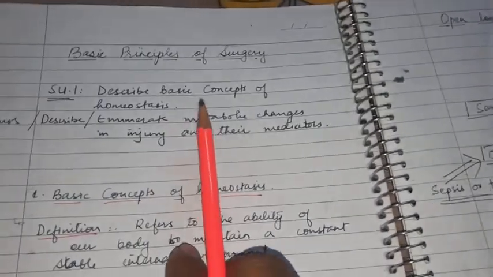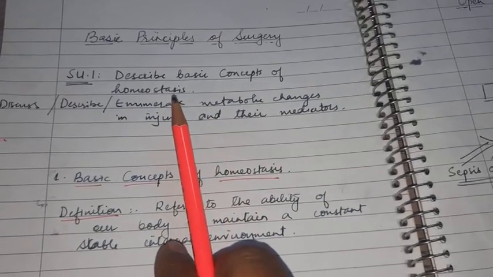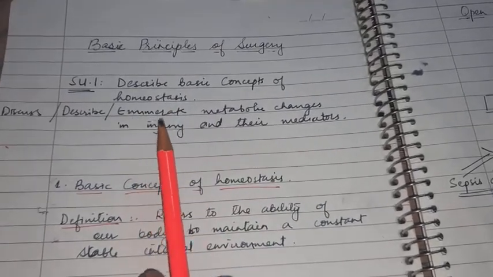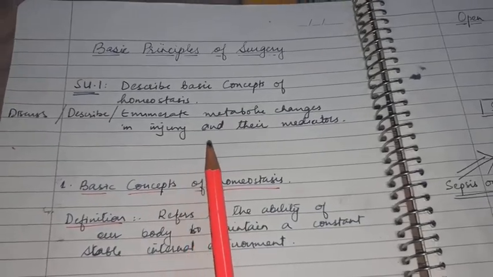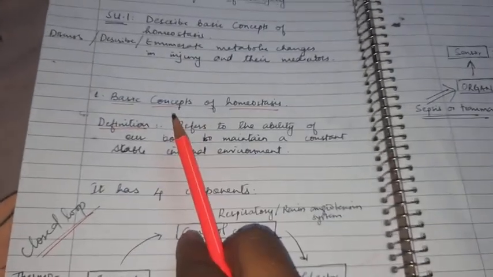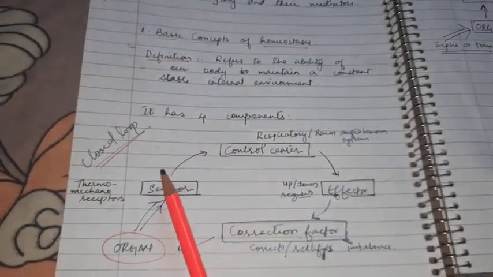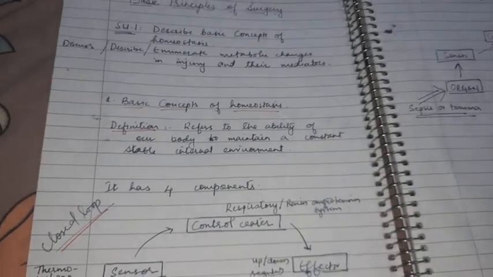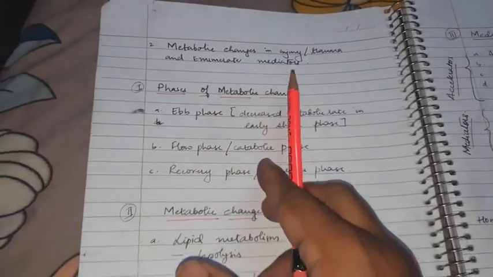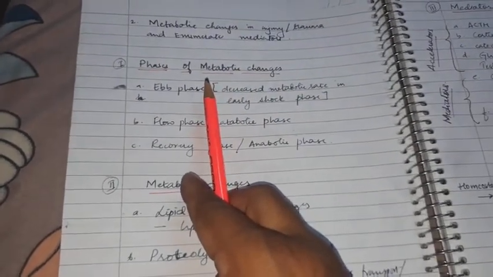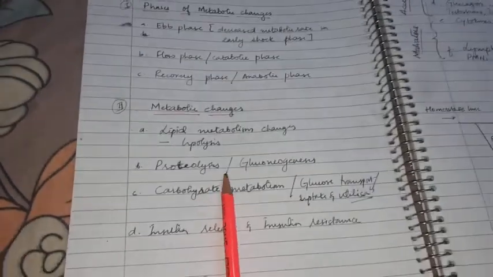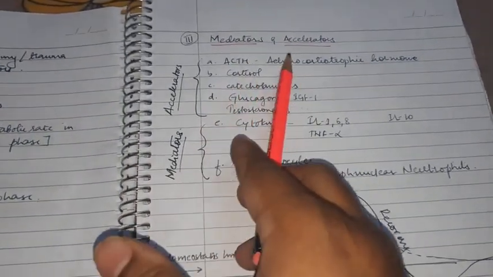When you get a question, describe the basic concepts of homeostasis and enumerate or describe or discuss the metabolic changes in injury and their mediators. This is what you do. Write the basic concepts, define, mention the closed loop system, open loop system. These are the basic concepts of homeostasis in brief. Then the metabolic changes. Enumeration involves mentioning the phases of metabolic changes themselves, mediators and accelerators. Okay, this is just enumeration.